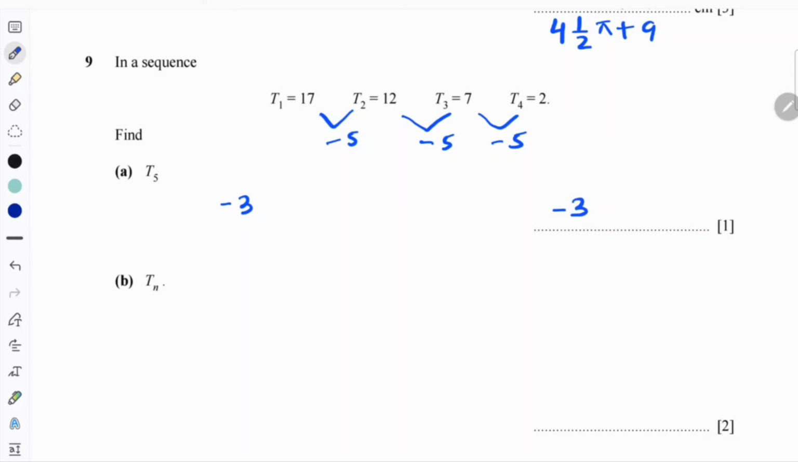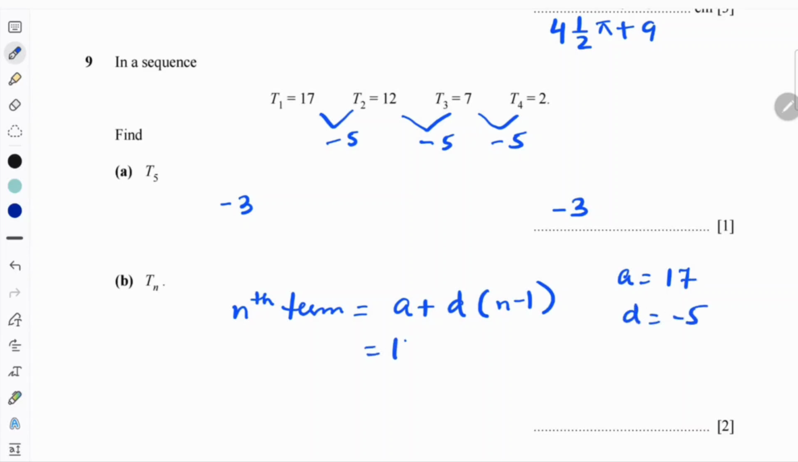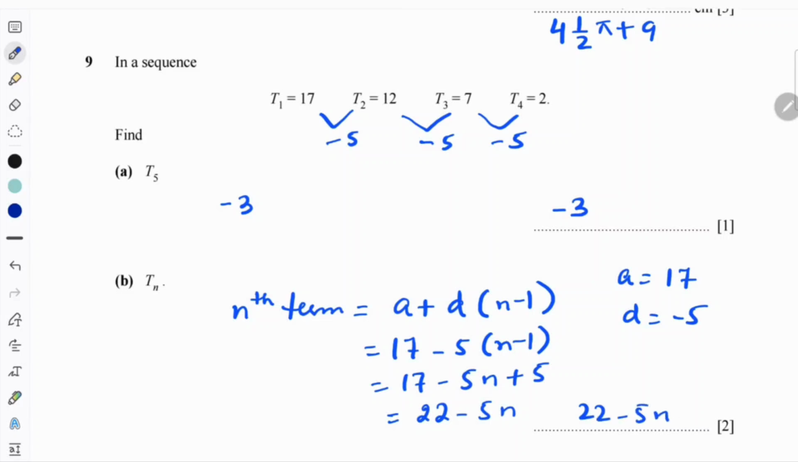In the next part B, they're asking us to find the nth term. So it's a linear sequence. The nth term will be equal to a plus d times n minus 1, where a is 17 and the common difference is minus 5. 17 plus minus 5 times n minus 1 is 17 minus 5n plus 5. 17 plus 5 becomes 22 minus 5n. So 22 minus 5n is the answer for the nth term of this sequence.